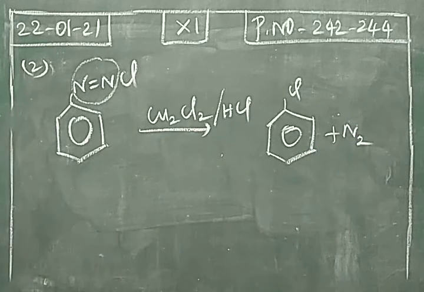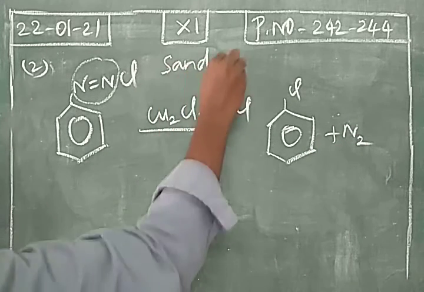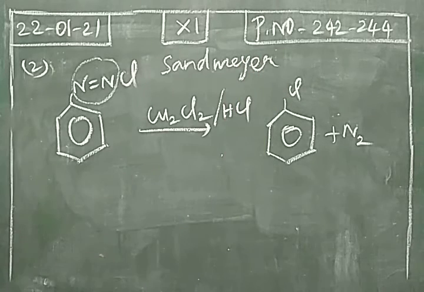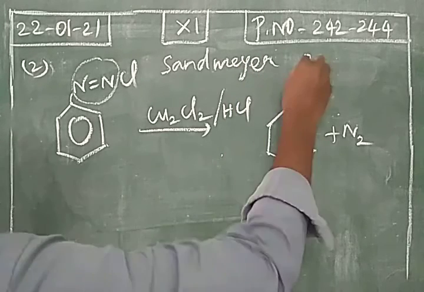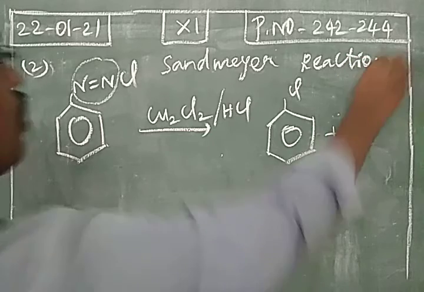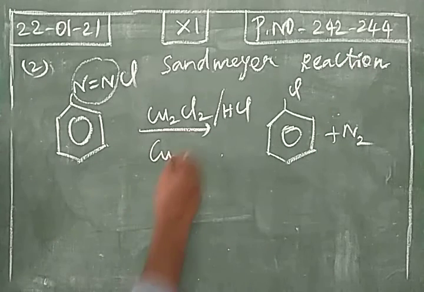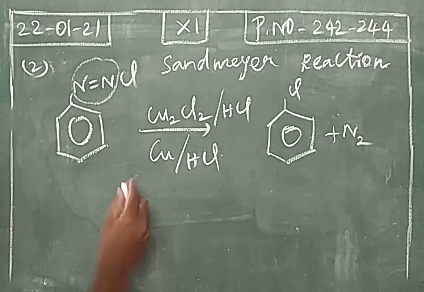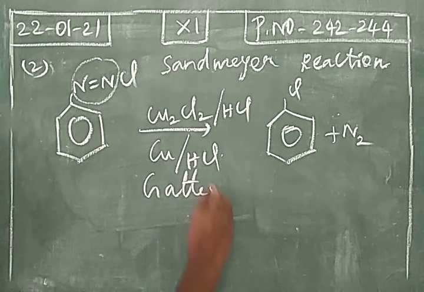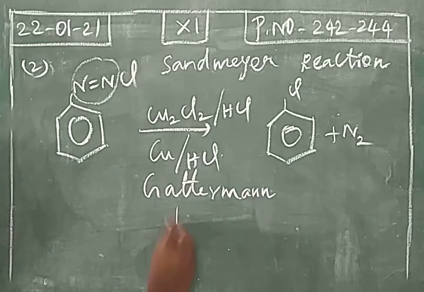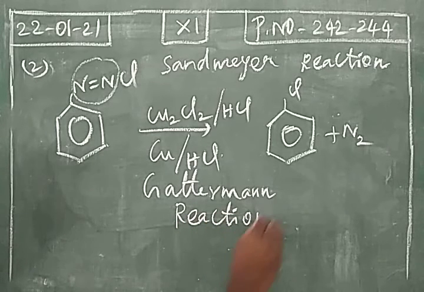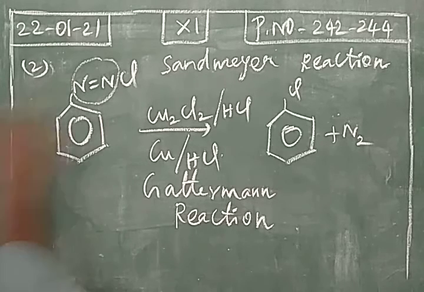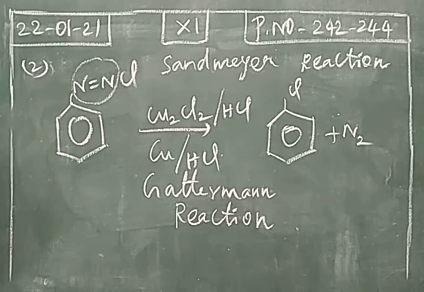So the reaction is called Sandmeyer reaction. So this is the scientist's name, Sandmeyer reaction. Instead of cuprous chloride, if you take copper and hydrogen chloride, the reaction is called Gattermann reaction. So we can prepare any one haloarene, like chlorobenzene, using the benzene diazonium chloride. If the reagent is changed, the name of the reaction will also be changed. So this is the second preparation method.